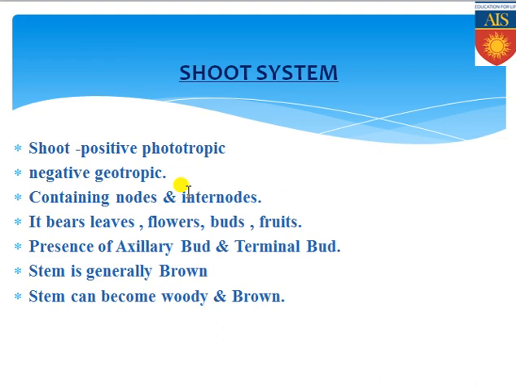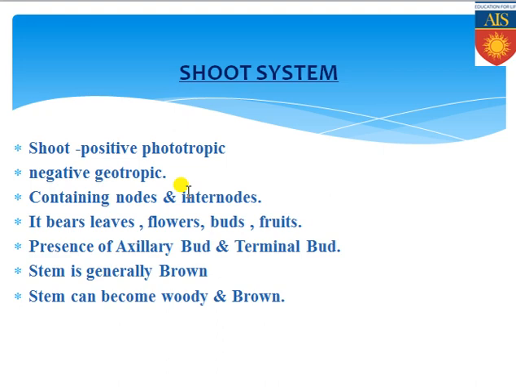First, shoot is exclusively positively phototropic because it is always going in the direction of the sunlight, and it is negatively geotropic because the shoot is obviously not going in the direction of the gravitational pull or the center of the earth, and shoot always contains multiple nodes, and in between, the internodes are also present.